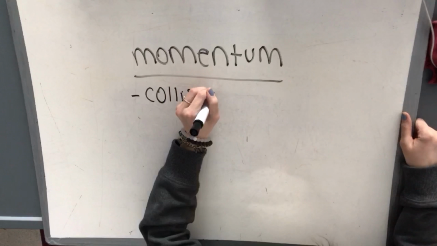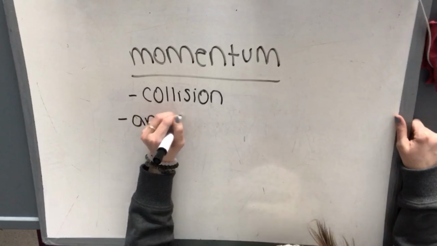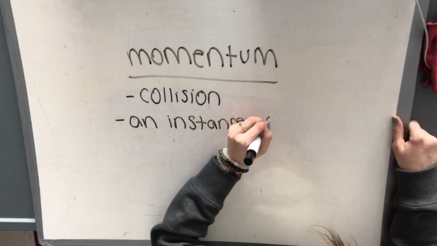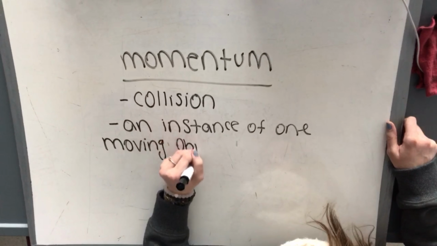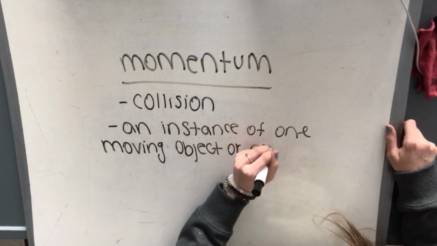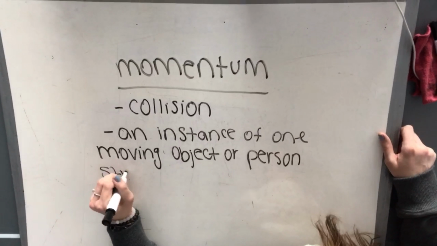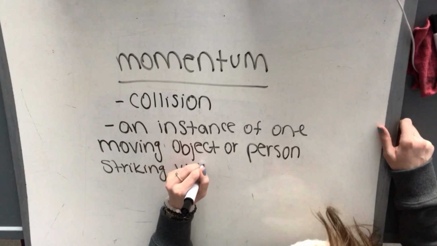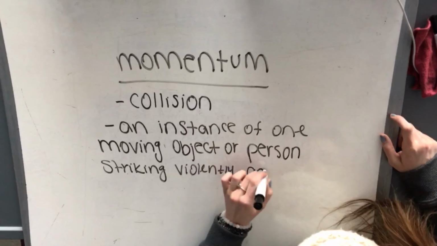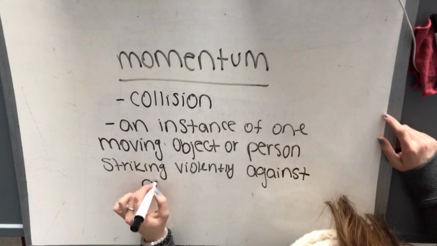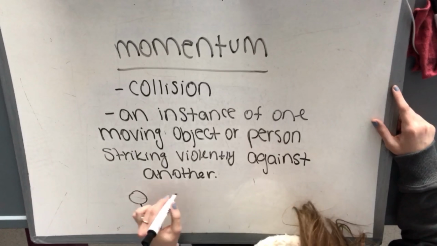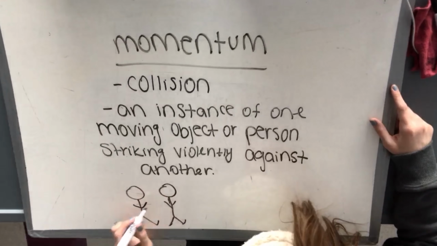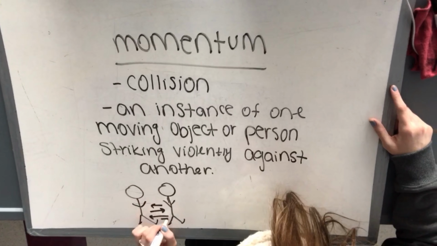Now we're going to talk about a defensive lineman and an offensive lineman. The defensive lineman wants to tackle the QB, while the offensive lineman wants to stop that from happening. He must use collision in order to stop that defensive lineman from tackling the QB. An instance of one moving object or person striking violently against another is the definition of collision. And down below is an example of a defensive lineman and an offensive lineman.